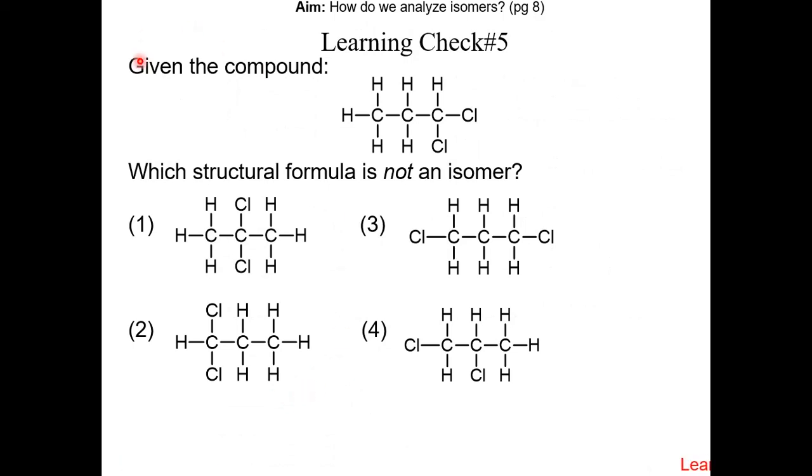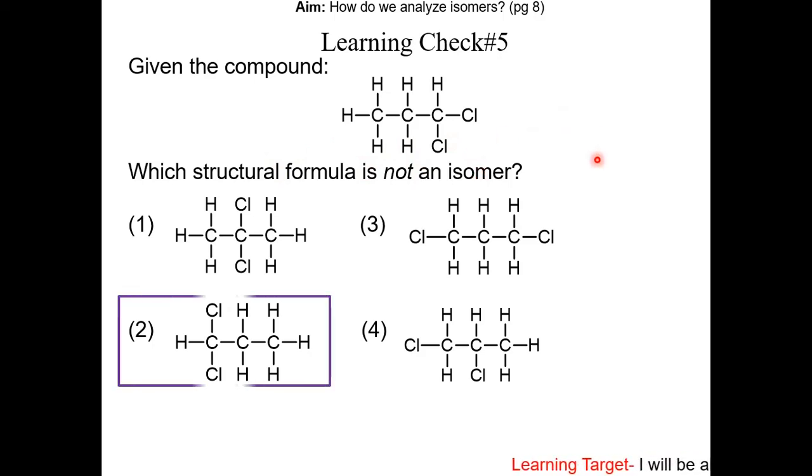Learning check number 5, given the compound, which structural formula is not an isomer? Pause the video, resume as completed. The answer is choice 2. Try to do the rest of the practice by yourself. Pause the video, resume when completed. Here are the answers.